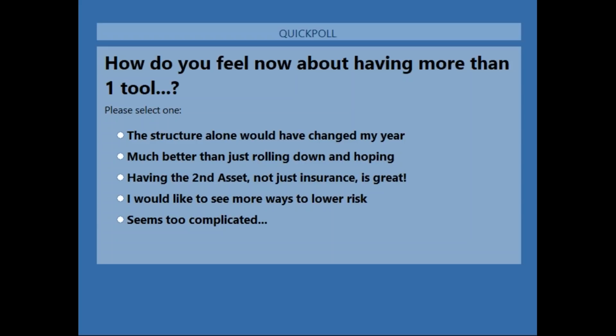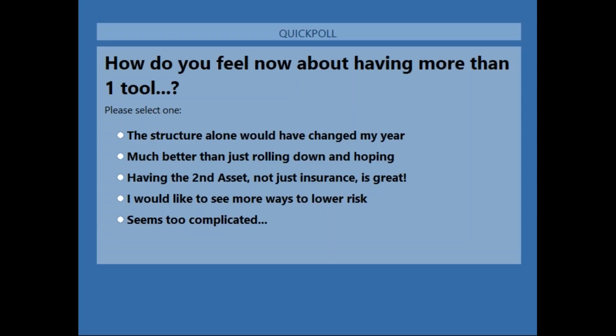Just setting up that limited risk proper structure with a 5 to 6% loss would have changed your trading year for the better? Do you feel that having these adjustments is much better than just rolling down a call, rolling it further out in time, and trying to scramble to manage it to move it up or down? Do you feel that having the second asset, not just insurance, is more than worth it without even talking about the other ways to generate income? Of course, would you like to see more ways to potentially lower the risk and beyond?